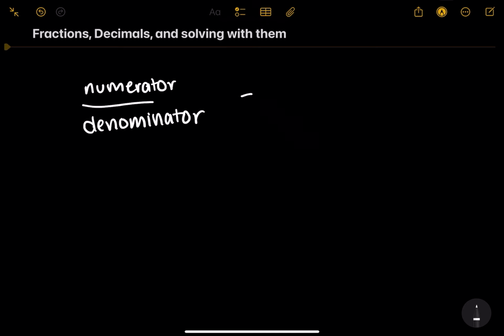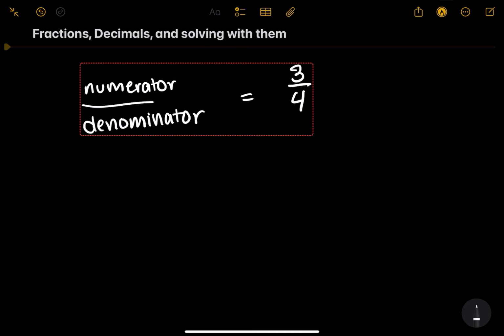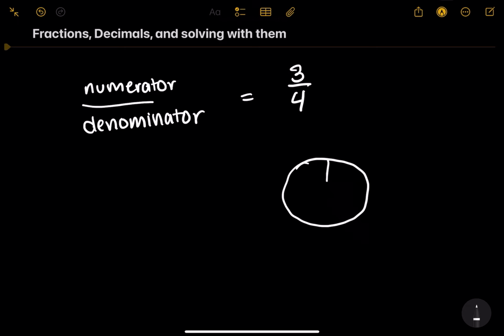Let's say we have the fraction 3/4. You read this as 3/4 because the 3 is on top, the 4 is on bottom, and this means 3 parts of 4. So let's say we have a circle, we split it into 4. Because there's a 3, you would shade 3 of them. So this represents that 3/4.